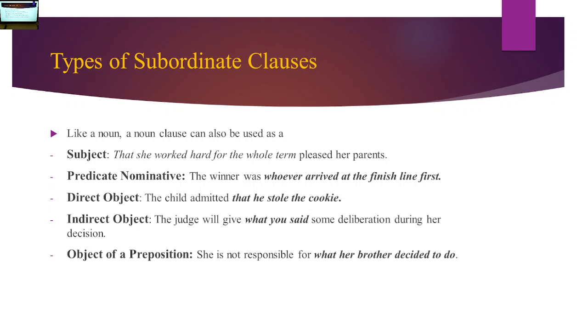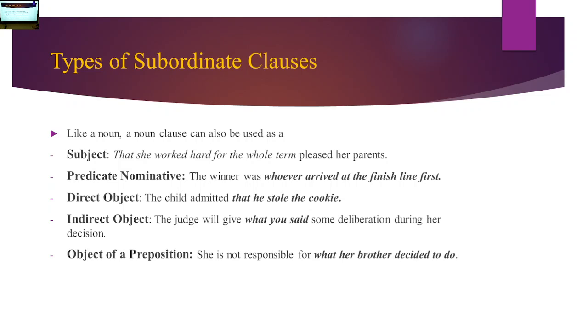So as a subject, when you say that she worked hard for the whole term, pleased her parents. So that she worked hard for the whole term, this is the subject. The verb is pleased and the object is parents. So here, the noun clause, that she worked hard for the whole term, is a noun clause that functions as a subject. You can have a noun clause that functions as a predicate nominative, like the example here.